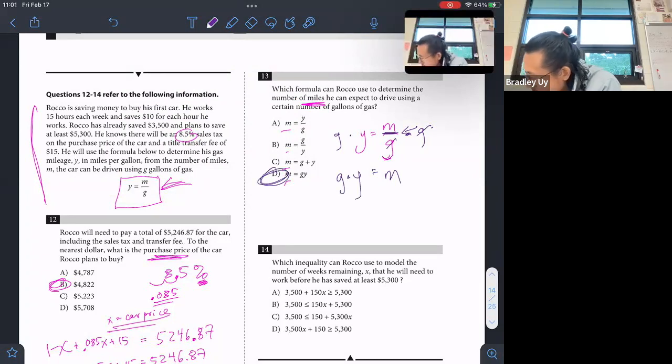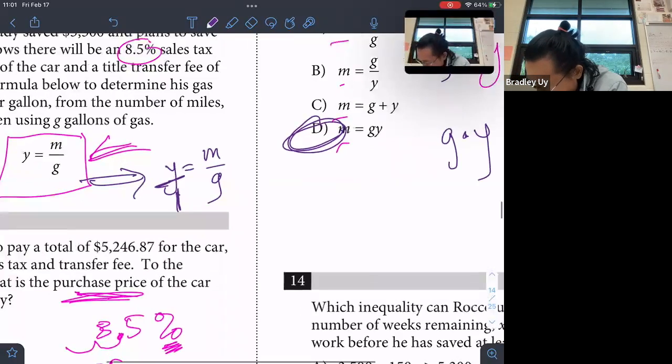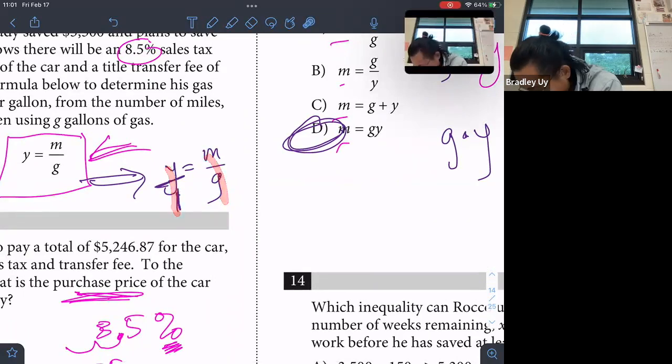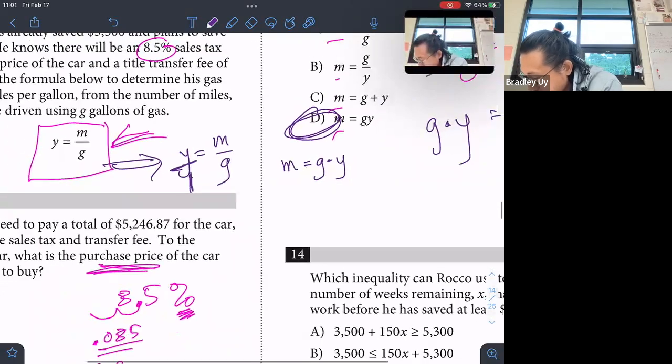Another way we can do this problem is to make the left side look like a fraction. Why would we do that? So you're going to start with this equation, y equals m over g, and you make this side look like a fraction. Why we would do that is because whenever you have a fraction in those fractions, as we've been talking about, you can set up this cross multiplication pattern. So we're going to have m is equal to g times y, which is still answer D.